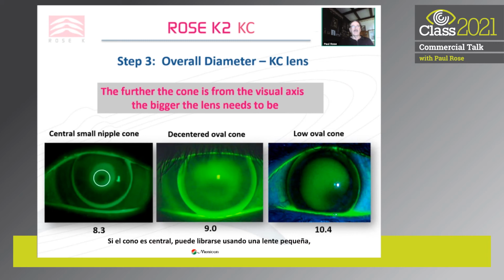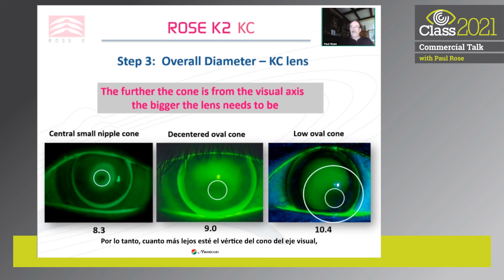One other thing to consider is the position of the cone. If the cone is central, you can get away with using a small lens, but as the cone moves further and further away, you have to consider going larger with your lens. Why? The lens will always descend to the highest point of the cornea, as I mentioned before. If we try to fit this cornea here, you can see the cone down here in that area. It's very, very decentered. If we try to fit that with a very small lens, the lens is going to sit down over here and not give us a good fit or good vision.